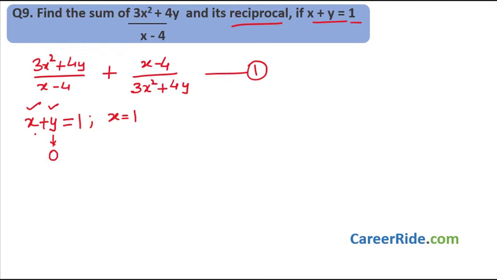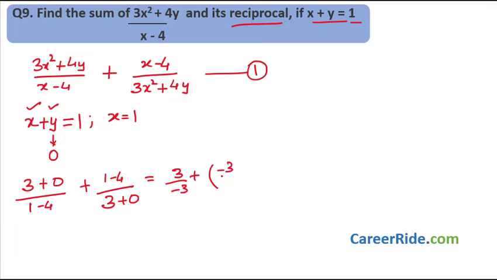So x is equal to 1. Now 3x square becomes 3, plus 4y, 4y becomes 0, upon 1 minus 4, right? Plus the reverse of this is what? x is 1. So 1 minus 4 upon 3, because y becomes 0, right? So what does this give me? This gives me 3 upon minus 3 plus minus 3 upon 3. Right, this is nothing but minus 1 plus minus 1. This is equal to minus 2. So the answer of this question is minus 2.